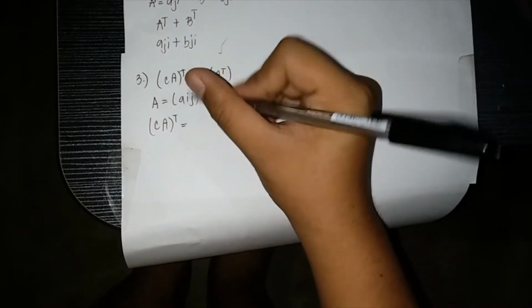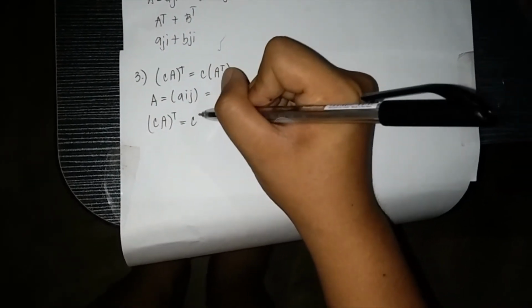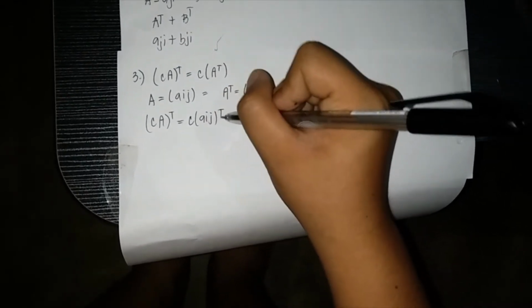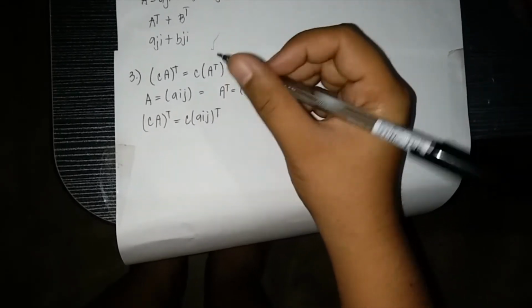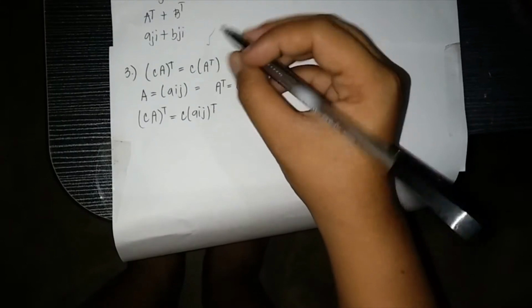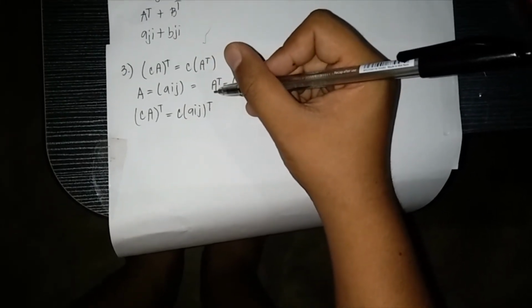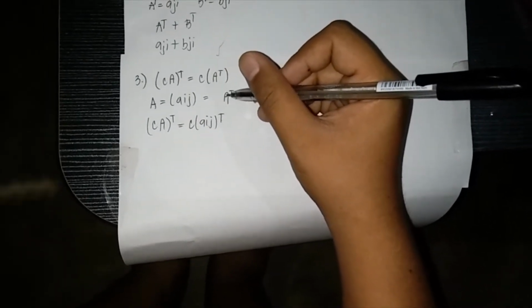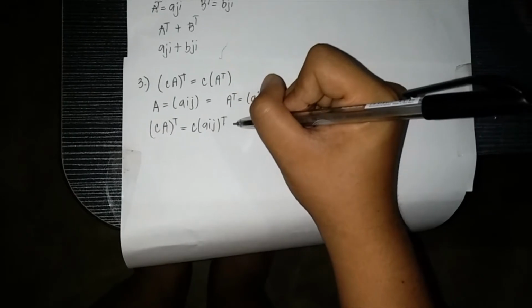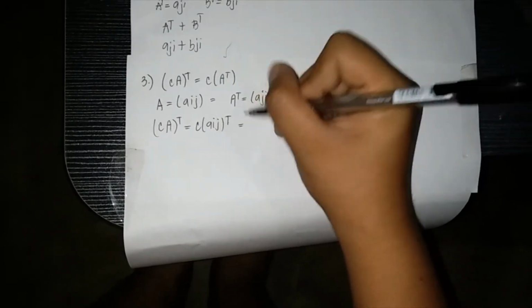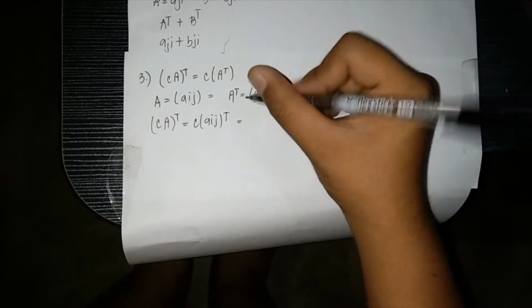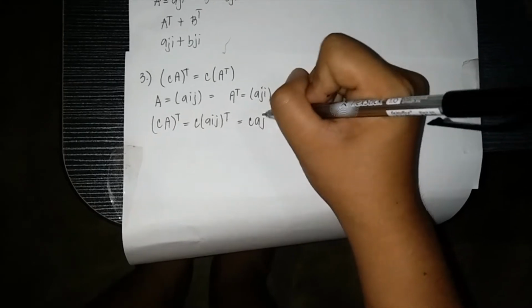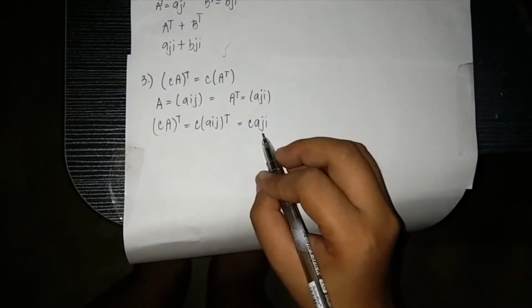So C times Aij. Just multiply it to Aij, because Aij is the entry that is multiplied by C. So the answer is C Aji. So that is the final answer.